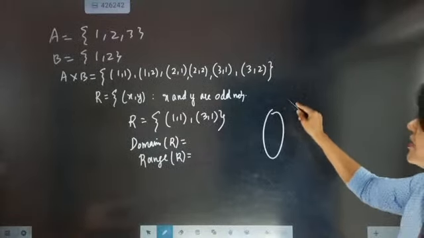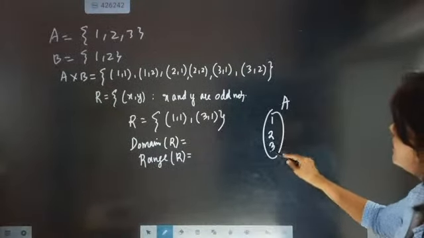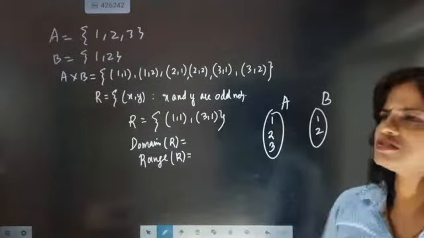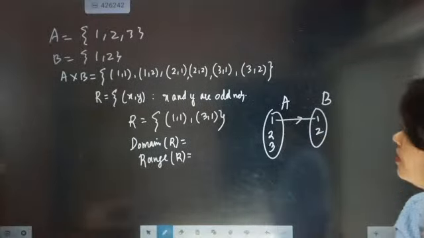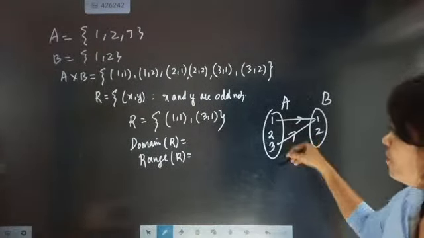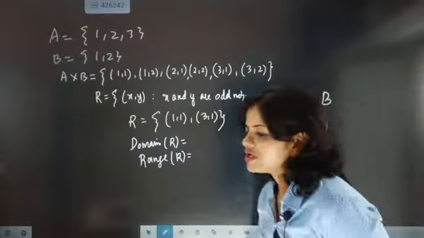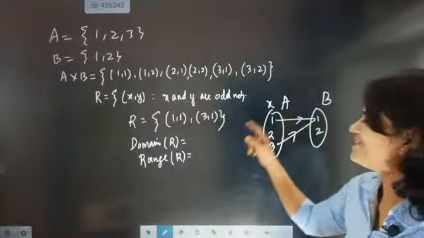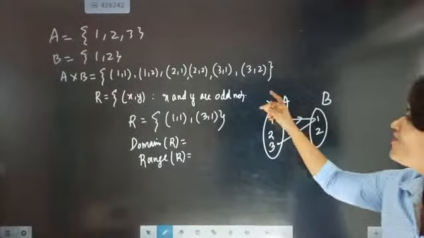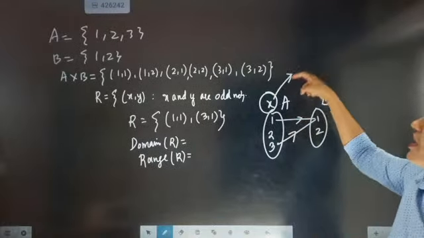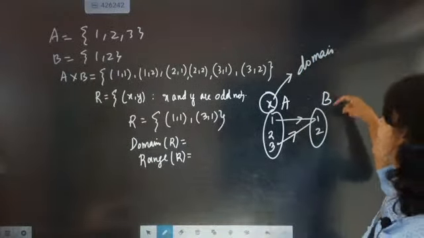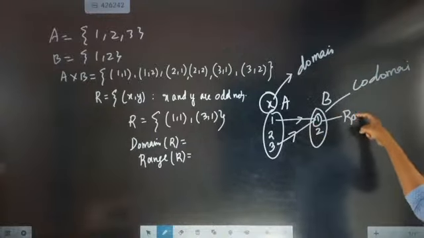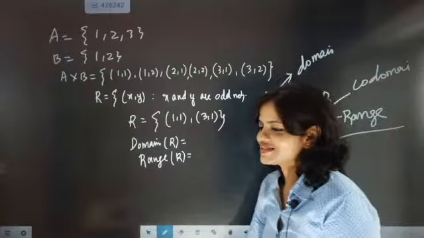So here first we are going to write A as 1, 2, 3 and B as 1, 2. Now here there are many Cartesian products, but the relation is (1, 1) and (3, 1). One important point to be noted: when you are taking the first one, this will always be the domain. The second one will always be called the codomain. And the mapped one is always called the range.